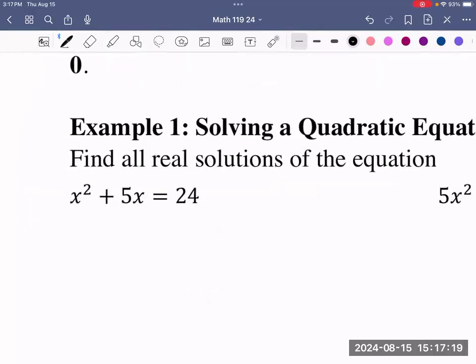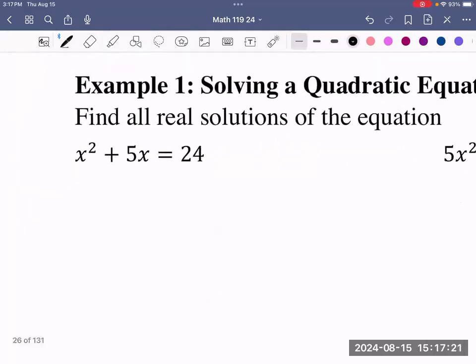So for example, let's get to example 1. Find all real solutions of the equation. So we have x squared plus 5x is equal to 24. So the first thing we want to do that we had just talked about, get one side equal to 0.